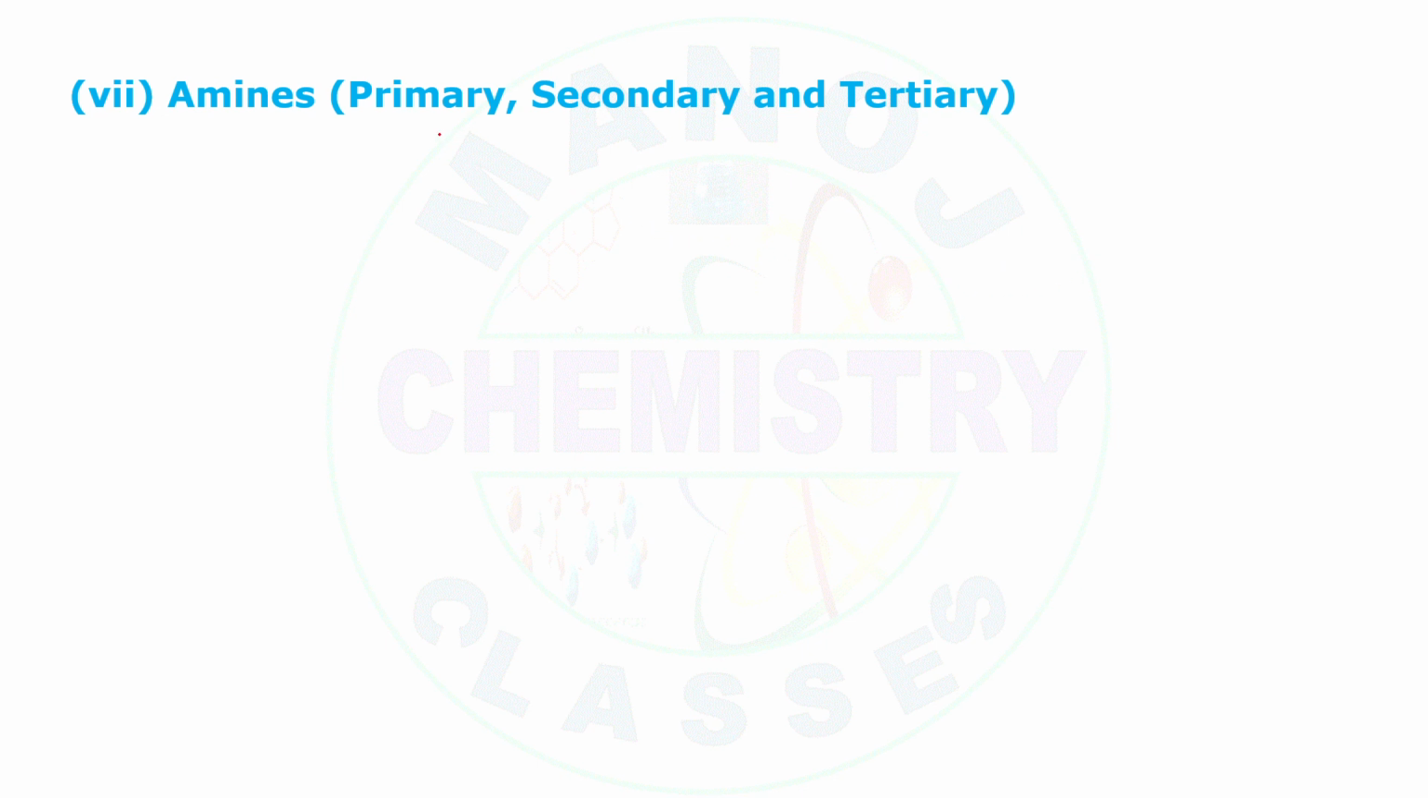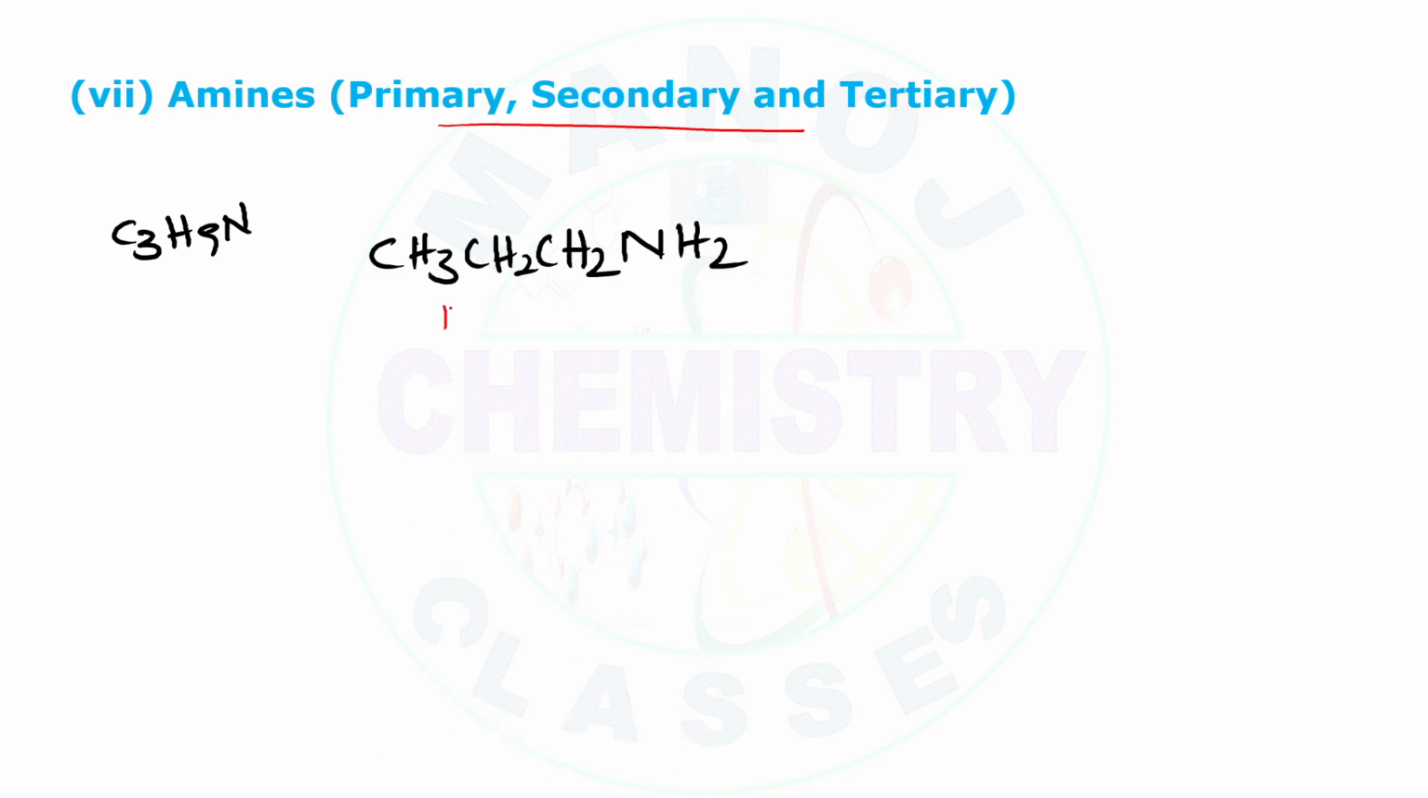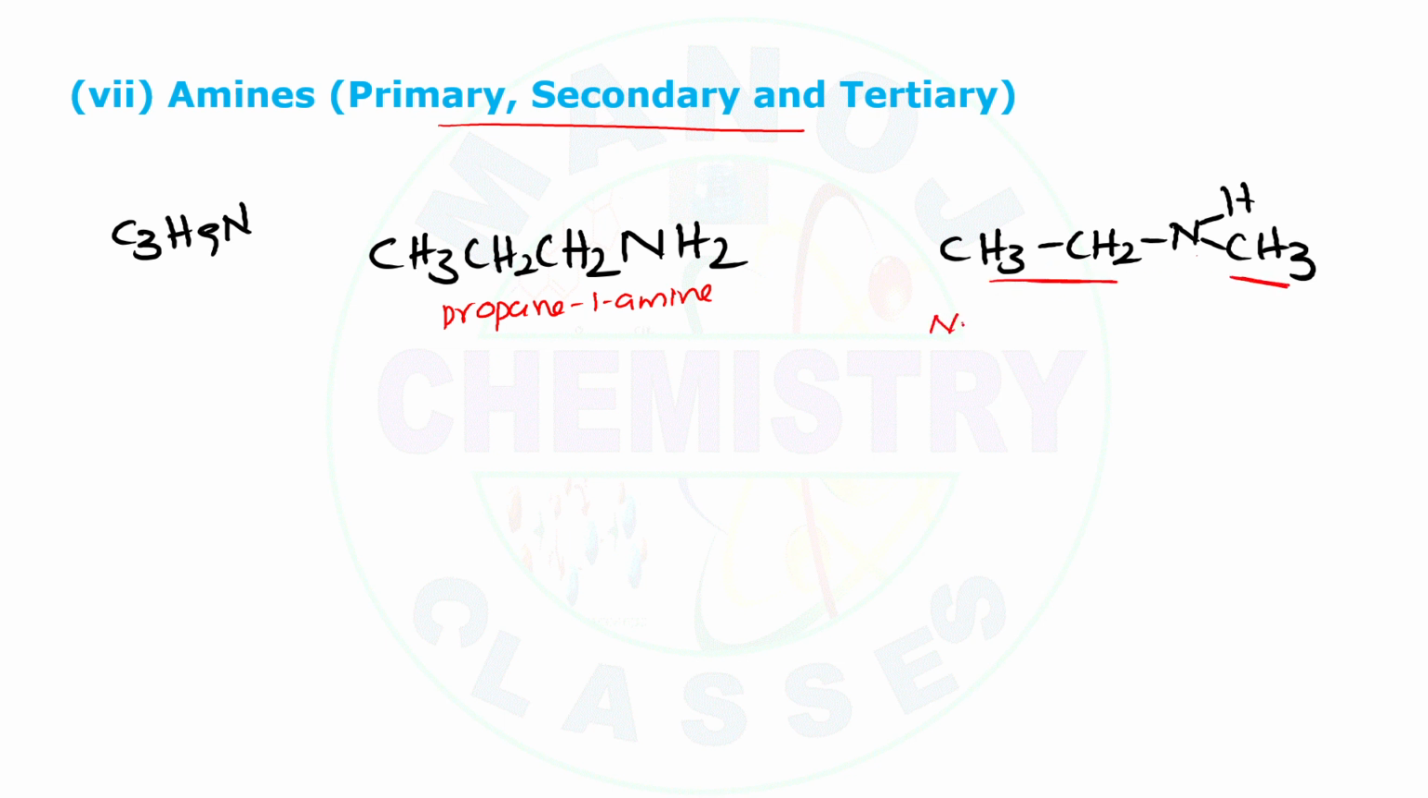The primary, secondary and tertiary amines all come under the category of functional isomers. For example, I have taken C3H9N. It can be written as propan-1-amine, or it can also be written as N-methylethanamine. Here nitrogen is attached to a methyl group, and there is one ethane, hence the name of this compound is N-methylethanamine. These two are functional isomers.